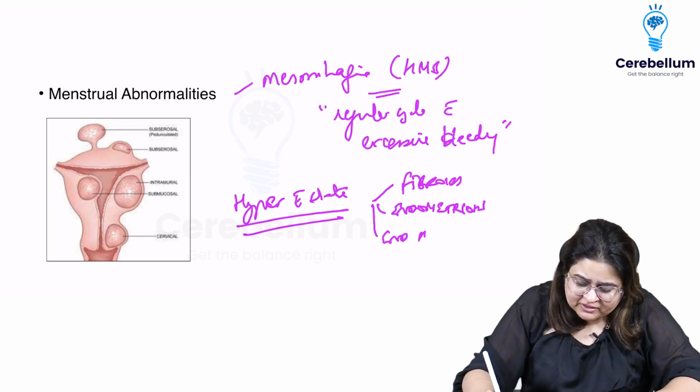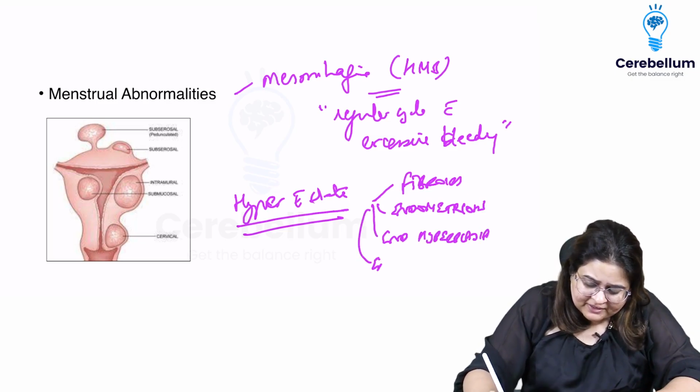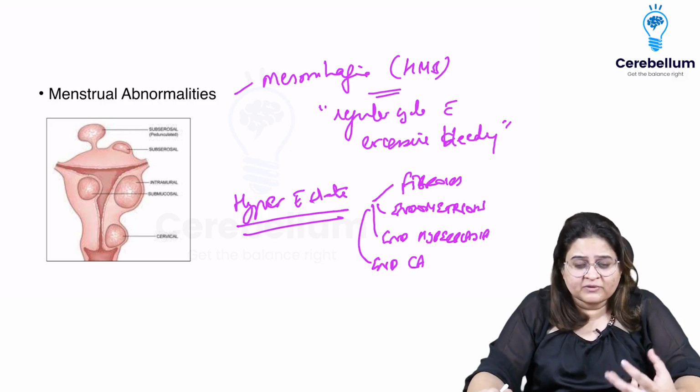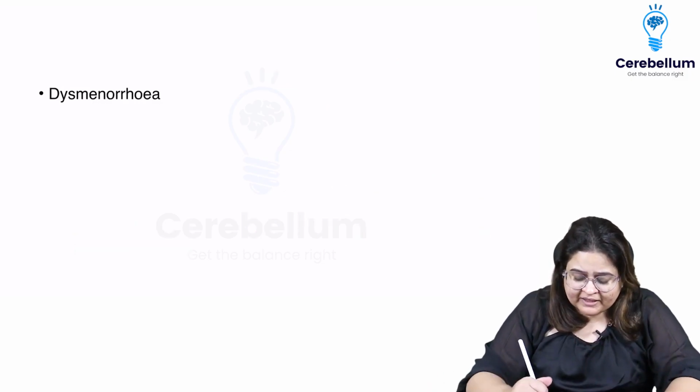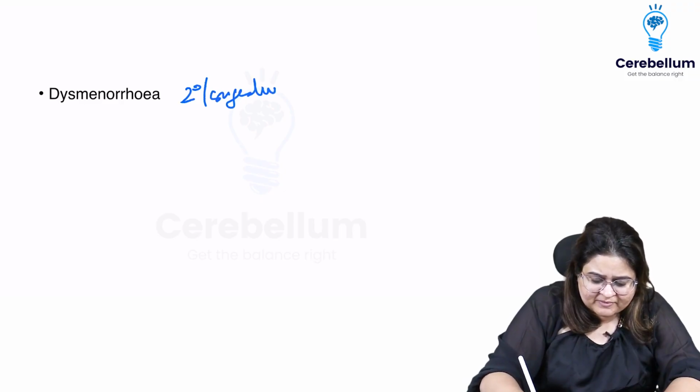Then endometrial hyperplasia and endometrial cancer. These are all hyperestrogenic states. They will grow when there is estrogen. Another common complaint is secondary or congestive dysmenorrhea.